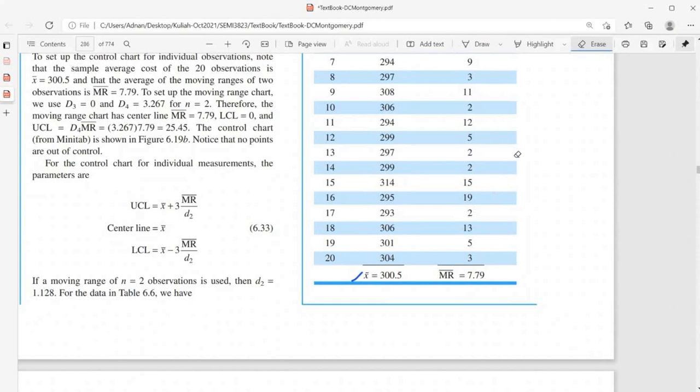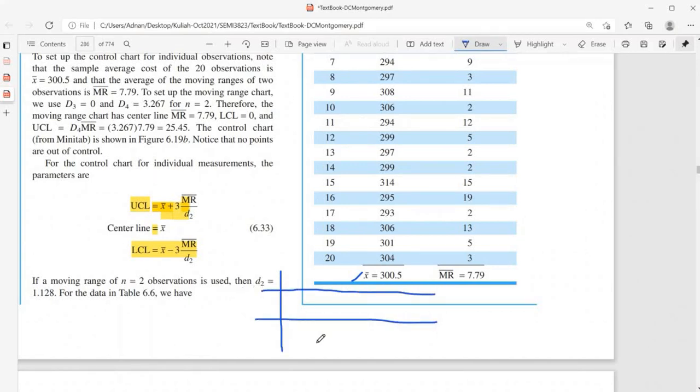So now, how to prepare the chart? It is very easy. The upper control limit is just X bar plus 3. Why 3? Because we are using plus minus 3 sigma, where 99.73% of the points when the process is stable will be within the control limits. We use 3 times the average of MR divided by D2, which is like the sigma value. So we have the central line and the lower control limit. This is like what we normally have.